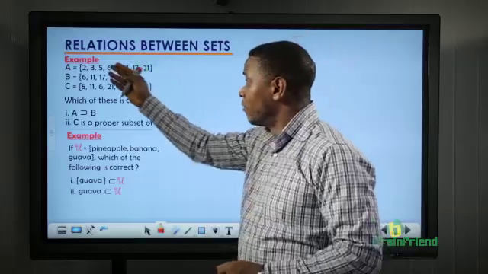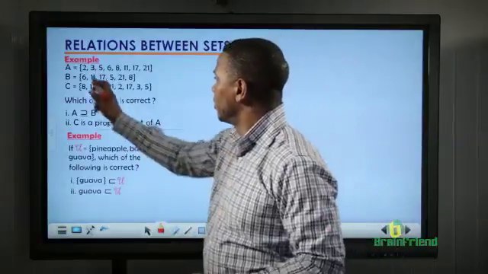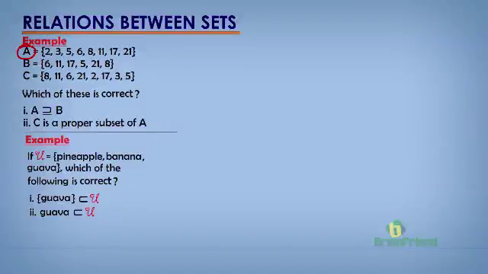Let's go on. For example, if you were given set A that has elements 2, 3, 5, 6, 8, 11, 17, and 21, set B has elements 6, 11, 17, 5, 21, and 8, and set C has elements 8, 11, 6, 21, 2, 17, 3, and 5. Which of these is correct? Is A a superset of B, that is, does A contain B? Let's confirm if A indeed is a superset of B.